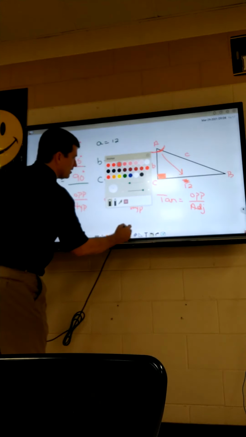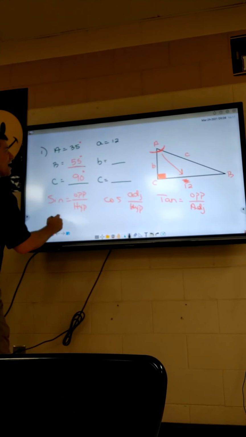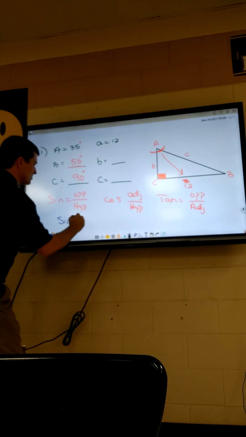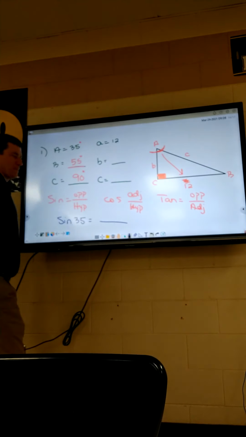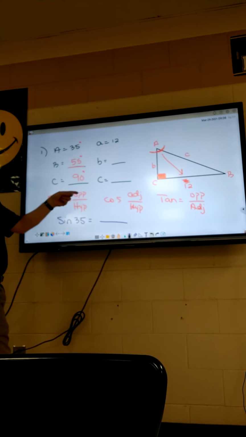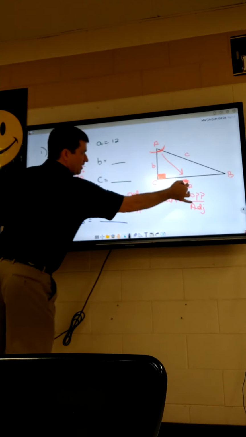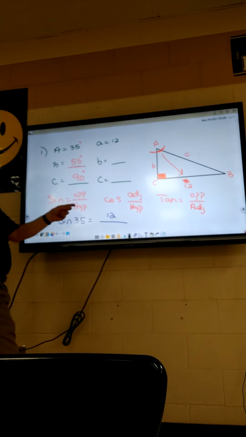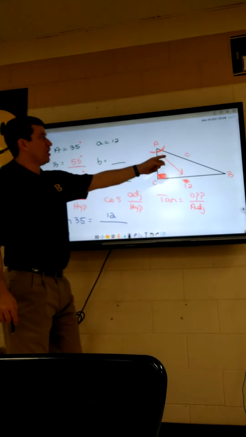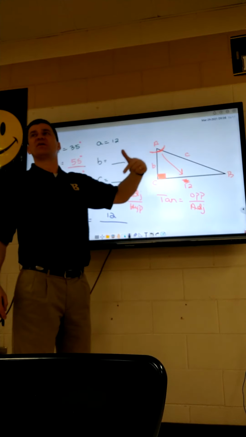So we're going to do sine of angle A. I need y'all to write sine of 35 degrees. Where did I get 35 from? Because we're starting at angle A every time, and that's how much angle A measures. Now the formula says put your opposite side on top. Opposite of A is 12, so 12 goes on top. What goes on bottom? Hypotenuse. Do we have a number for the hypotenuse? No, so let's just put little c.